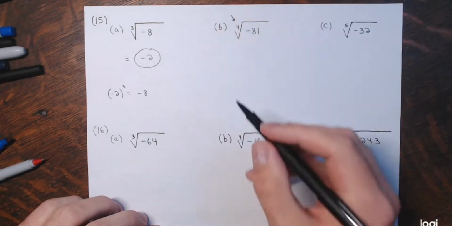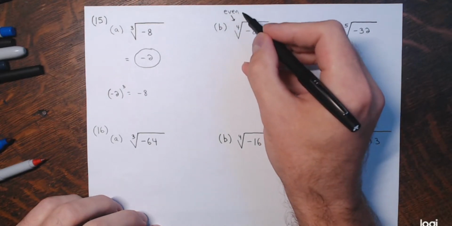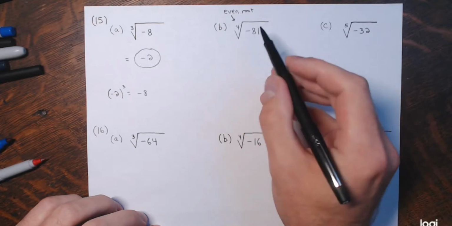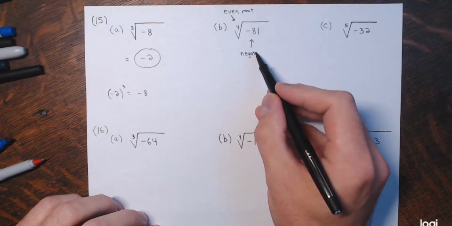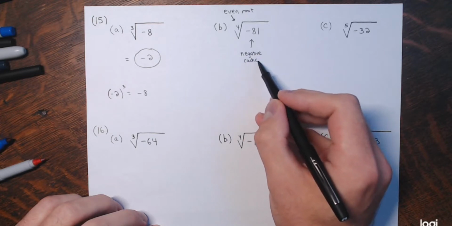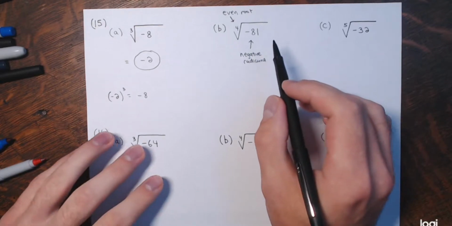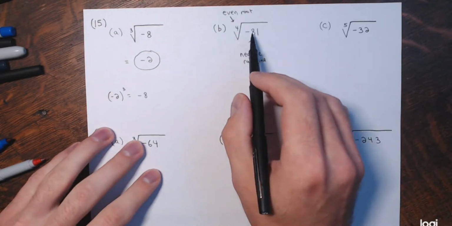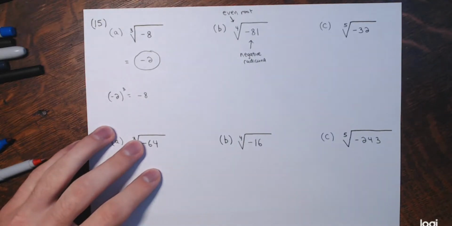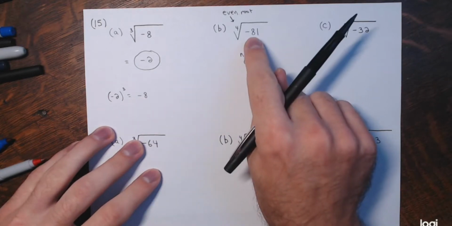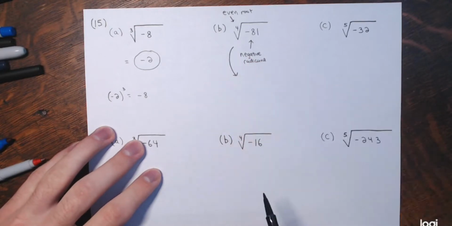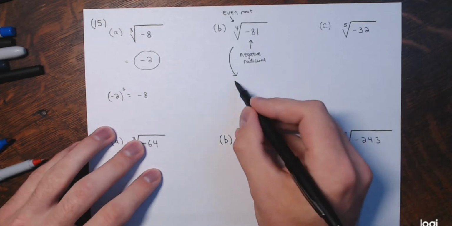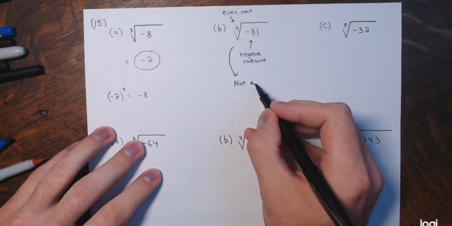Part B. I'm taking an even root, fourth root. The radicand is negative. And so that is bad, right? There is no real number I could raise to the fourth power and get negative 81. Because if you take any real number, raise it to the fourth power, an even power, the result will be positive. It can't be negative 81. So, as with all the other ones with an even root of a negative number, we're just simply going to say for right now that this is not a real number.